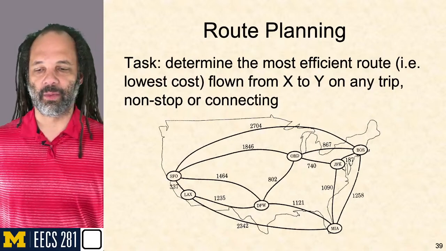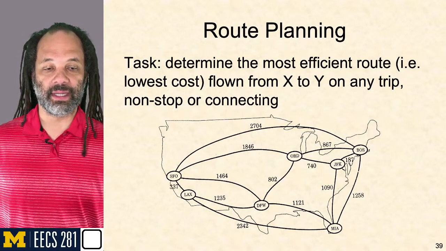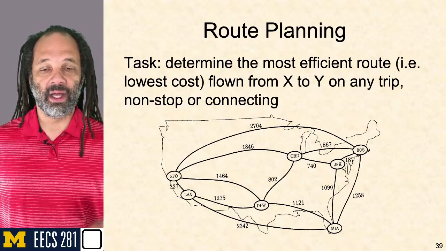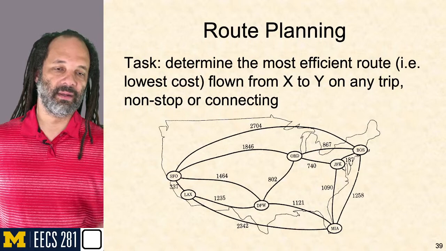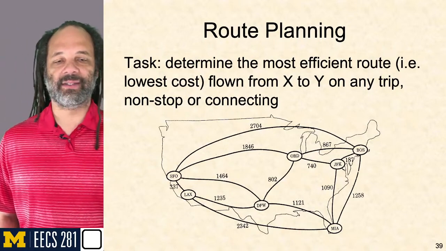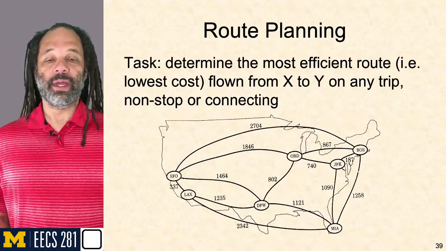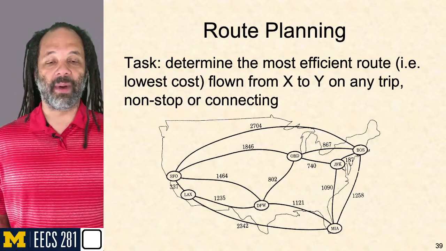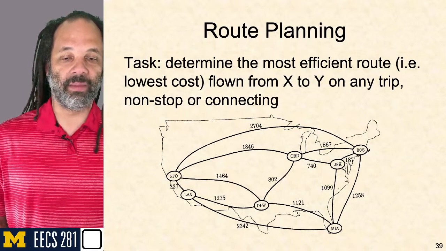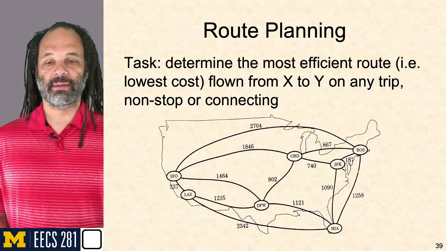All right, let's get into some route planning. Now we're getting a little bit deeper into these algorithms. Determine the most efficient route. That means the lowest cost or the lowest trip distance flown from X to Y on any trip, non-stop or connecting. So now we can say I could travel from San Francisco to Boston directly, or I can travel from San Francisco to Chicago to Boston. I want to know which one is cheaper.